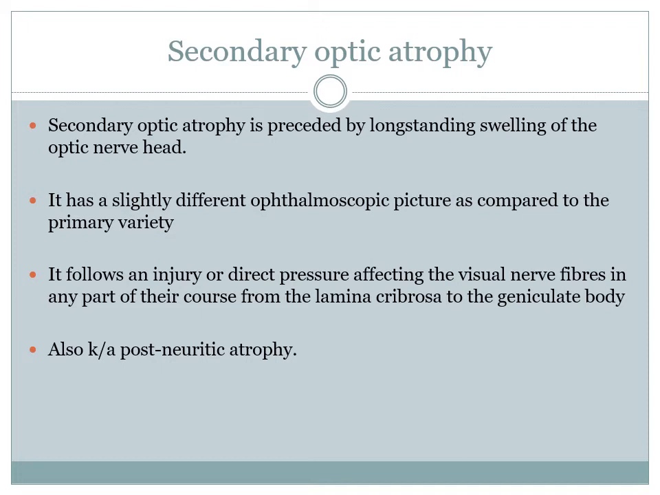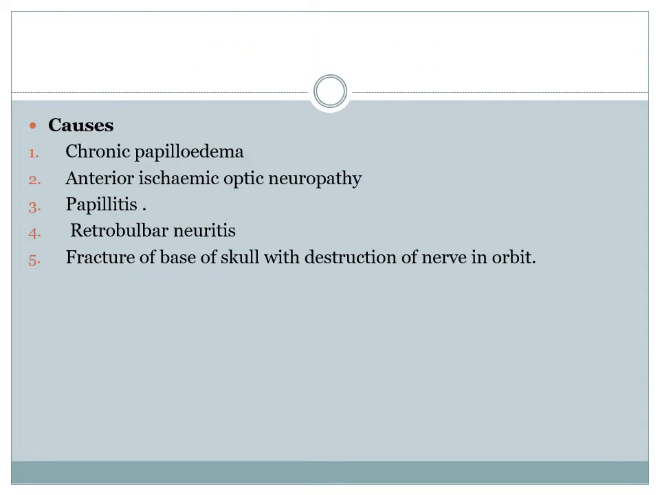It is also known as post-neuritic optic atrophy. What are the causes? All causes of papilledema. So they will subsequently lead to post-papillitic optic atrophy. Causes of papilledema will lead to post-papillitic optic atrophy. Anterior ischemic optic neuropathy: for residents it is better to learn more, at the UG level I am not expecting anything. So there is damage in the form of ischemia that has already taken place to the disc. So anterior ischemic optic neuropathy will lead to secondary optic atrophy.